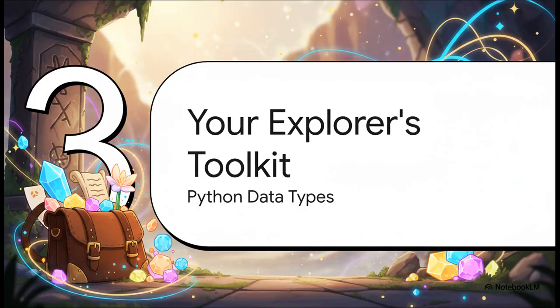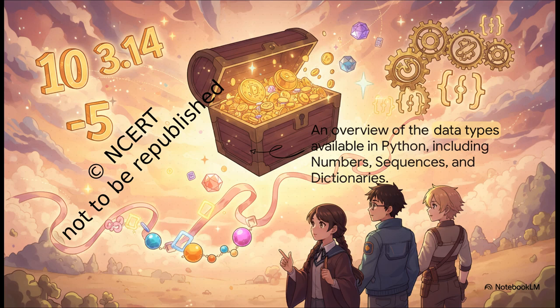So we've got our magic satchels. Let's talk about what we're going to put inside them. As we explore, we're going to find all sorts of different treasures. In Python, these are called data types. They're just the different kinds of information we can find and store. And here's a treasure map of all the different kinds of loot you can find in the land of Python. You've got simple things like numbers.